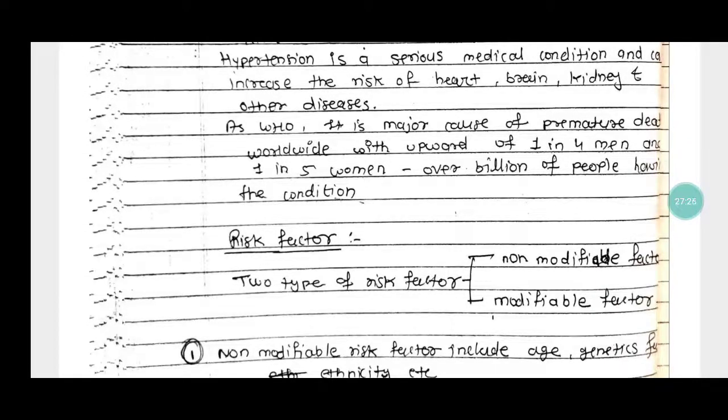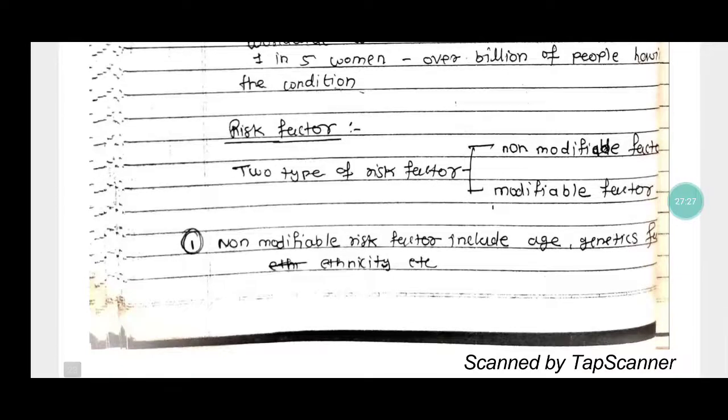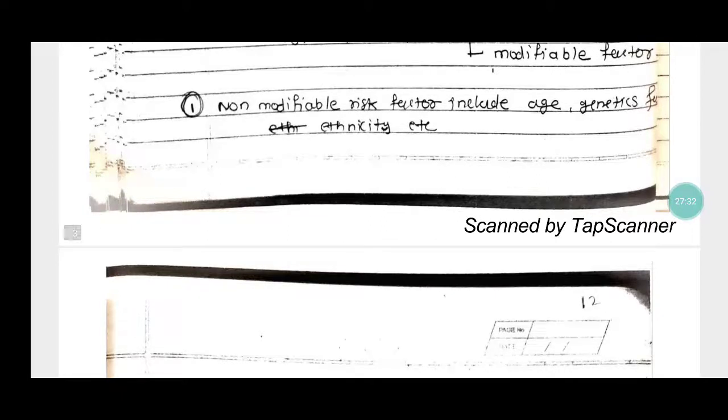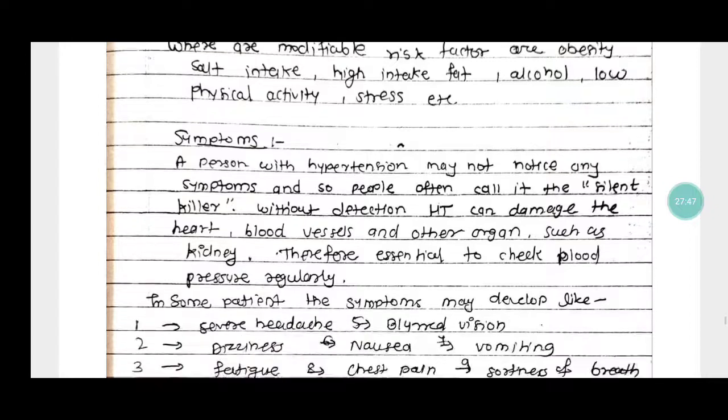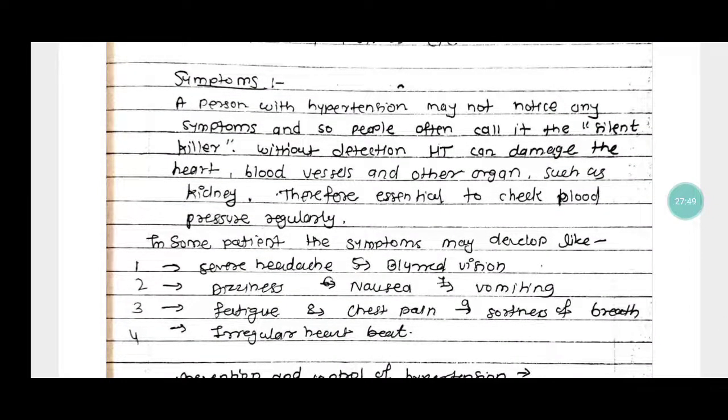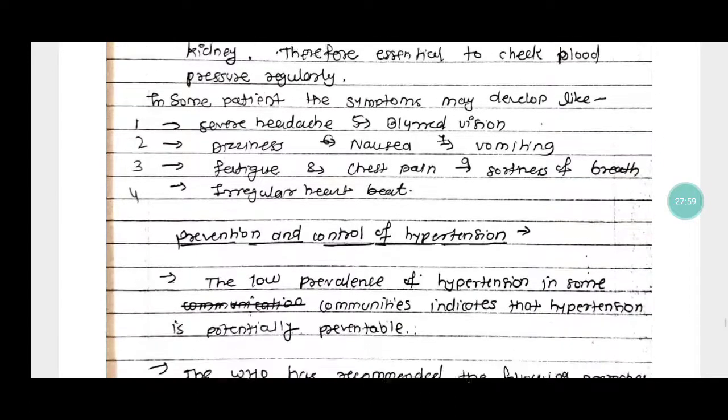The risk factors for hypertension are of two types, non-modifiable and modifiable. The non-modifiable factors include age, genetics and ethnicity, whereas modifiable risk factors are obesity, salt intake, high fat intake, alcohol, low physical activity, as well as stress. The symptoms of hypertension are severe headache, dizziness, fatigue, irregular heartbeat, nausea, chest pain, blurred vision, vomiting, and shortness of breath.